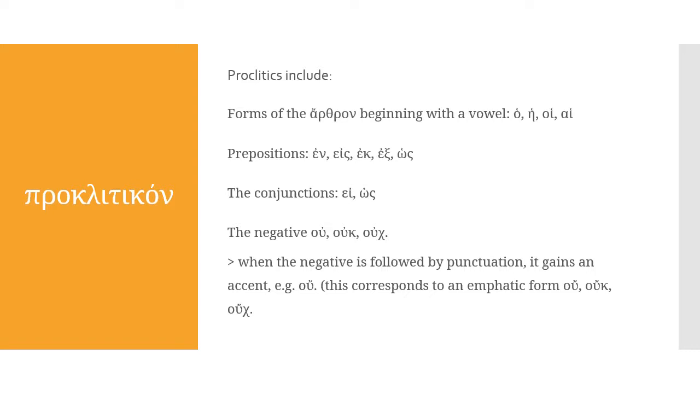So it is proclitic when it's just standard and followed by another word. When it's emphatic, it takes an accent. And when it's at the end of a sentence or before punctuation, it gains an accent as well. Otherwise, it generally behaves like the rest of the proclitics.